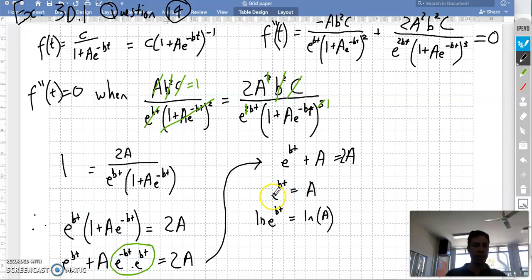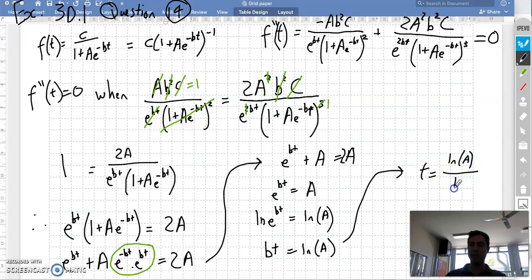like He-Man when he held aloft his magical sword and found he had the power, I would need to log both sides to get that power. Right? So log is the inverse. This is natural log. The natural log is the inverse of the e function, right? And I will just be left with bt. Right? And over here, I've got log A, and this is going to lead me to a place where we now know that t is the natural log of A divided by B.